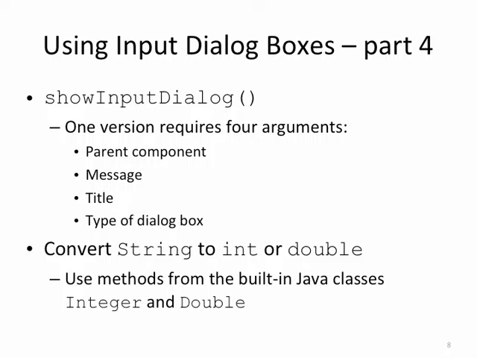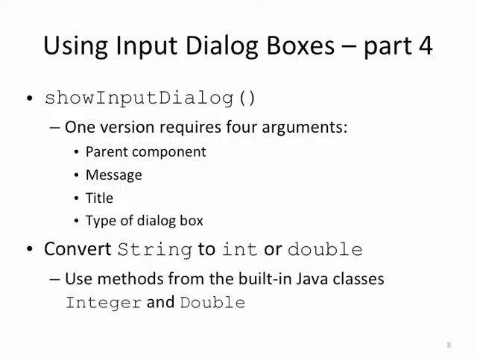So, show input dialog. The version that they are using requires 4 arguments. The version we were using required 2 arguments. The parent component, again, for our cases, that will always be null, followed by a message or a prompt. There are 2 others here, the title and the type of dialog box, and you can play around with those if you want to expand and extend your learning about show input dialog, but you will not be tested on them.